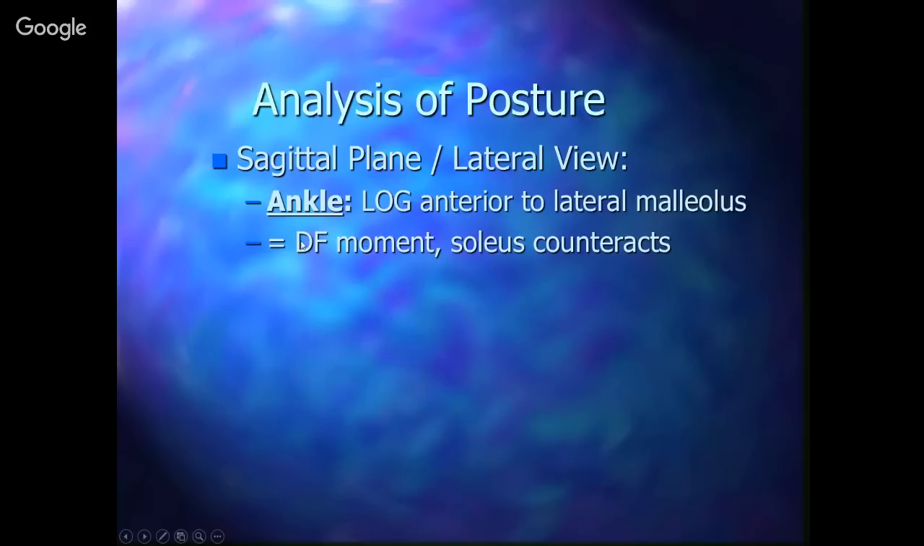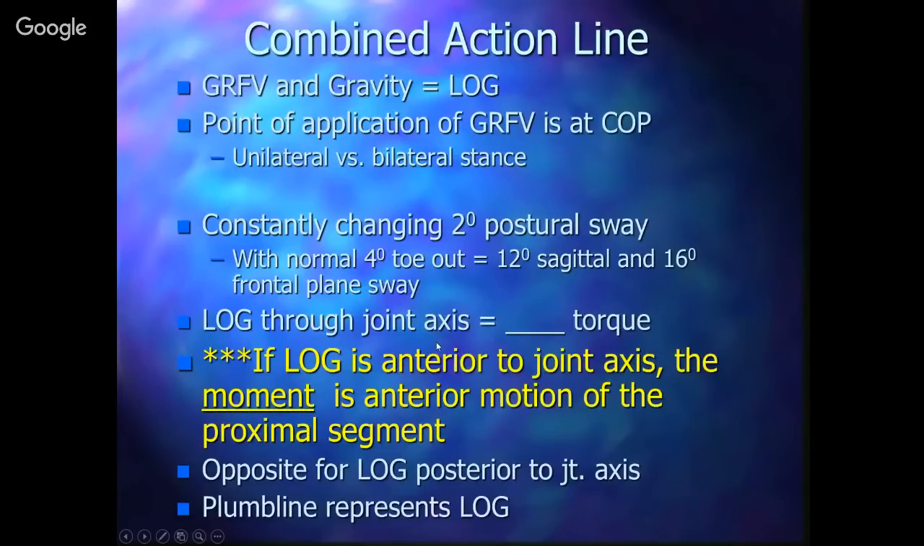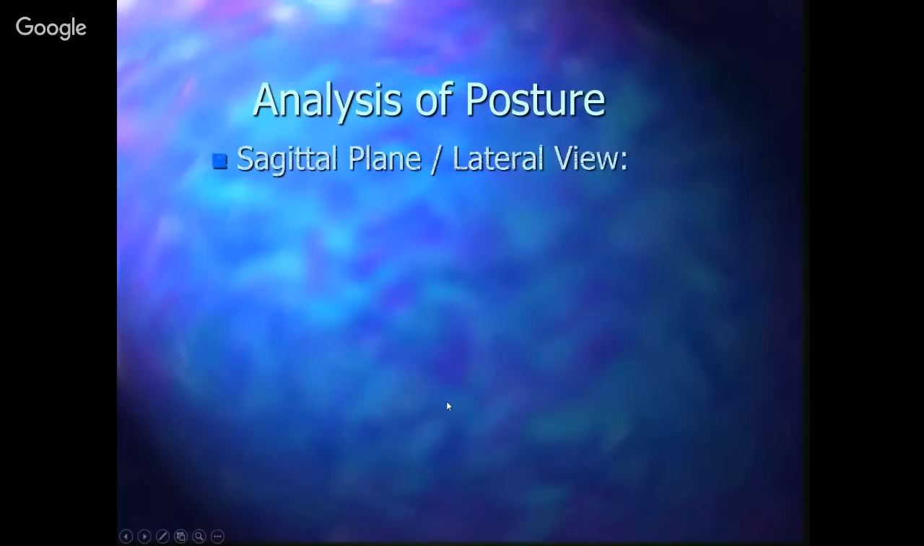Okay, so let's just pause with that for a second. So why, when the line of gravity is anterior to the lateral malleolus, is there a dorsiflexion moment, or again, a dorsiflexion potential torque due to gravity? Well, let's go back to this slide here for a second. If the line of gravity is anterior to the joint axis, well, we just set that up, didn't we? We put the line of gravity just anterior to the ankle joint axis, a centimeter anterior. Therefore, the moment is anterior motion. Gravity is in a position to create a potential torque, creating anterior motion of the proximal segment. Well, what's the proximal segment of the ankle?